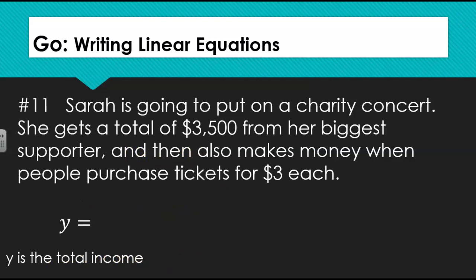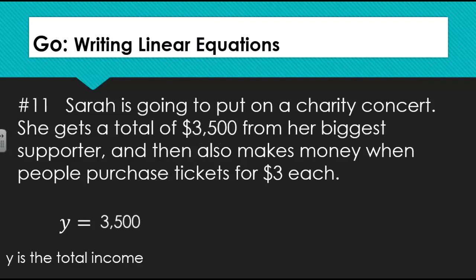And finally, when we look at the Go section of our homework, we're being asked to write an explicit linear equation that models the situation. So we are writing functions in the context of the situation. Sarah is going to put on a charity concert. She gets a total of $3,500 from her biggest supporter, and then also makes money when people purchase tickets for $3 each. Y is representing the total income.